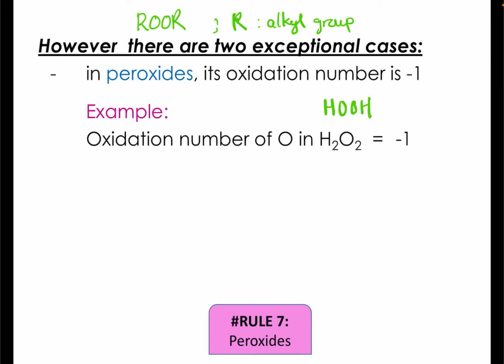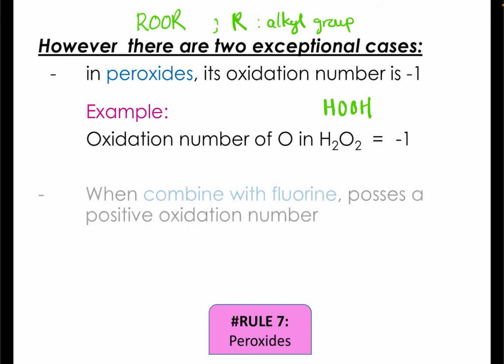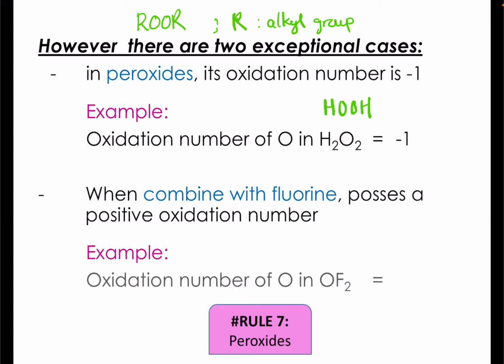Next one adalah exceptional case yang kedua, di mana apabila oxygen combine with fluorine, dia akan mempunyai nilai positif. Sebab originally dia adalah -2. So, nilai dia adalah negative sign. Sekarang bila dia combine dengan fluorine, it will has positive oxidation number. So, dalam case ini, I got oxygen in OF2. So, the value will be +2. So, itu adalah untuk rule number 7.